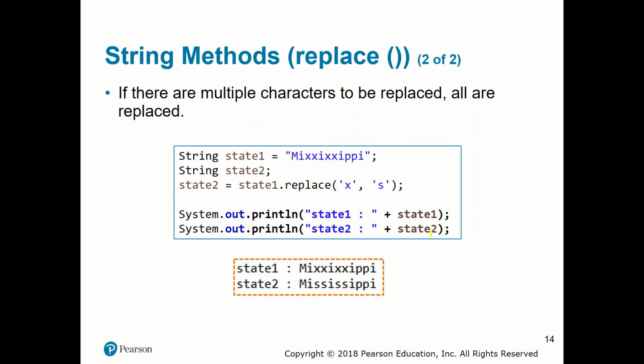If there are multiple characters to be replaced, all are replaced. For example, state1 is like this, and I want to replace X with S. Then state1.replace('X', 'S'). If you write like this, then all X will be replaced with S. A new string will be created and assigned to state2. So state1 is still this string, and state2 has this string.